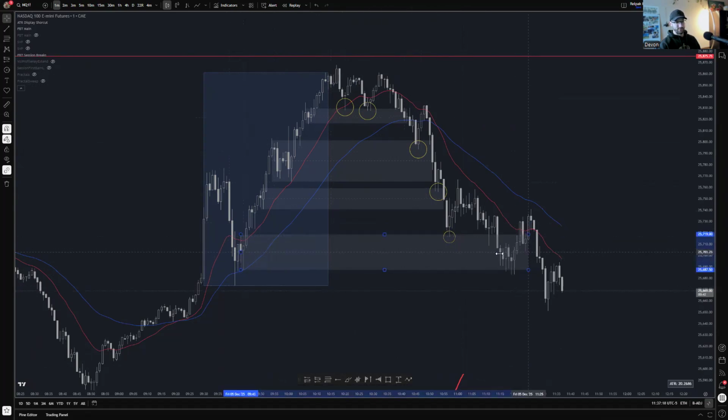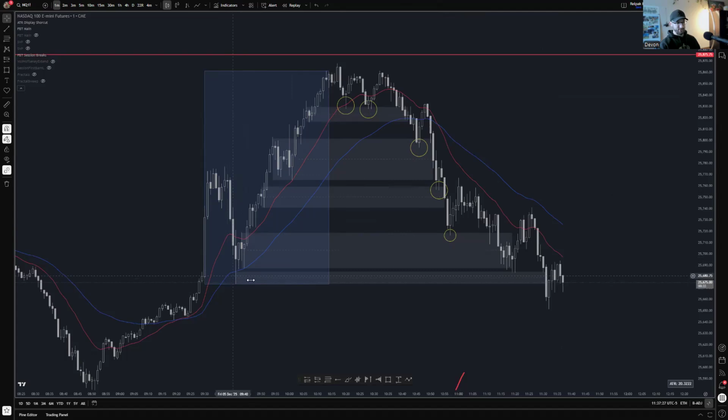Reaction, failure of this zone. What is it reacting to now? Well, it's reacting to the remainder of this wick there. Reaction, fold over, look for trades, right? Going down.